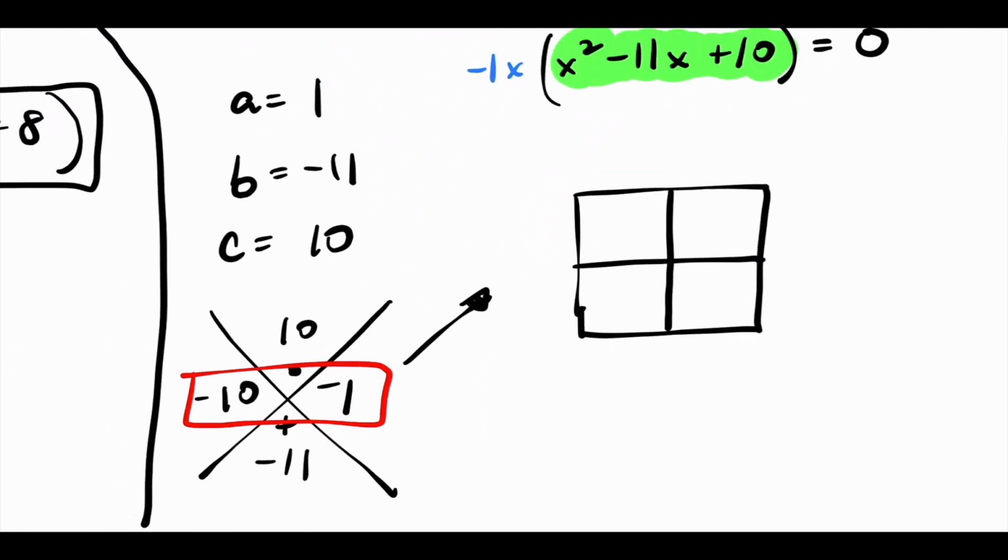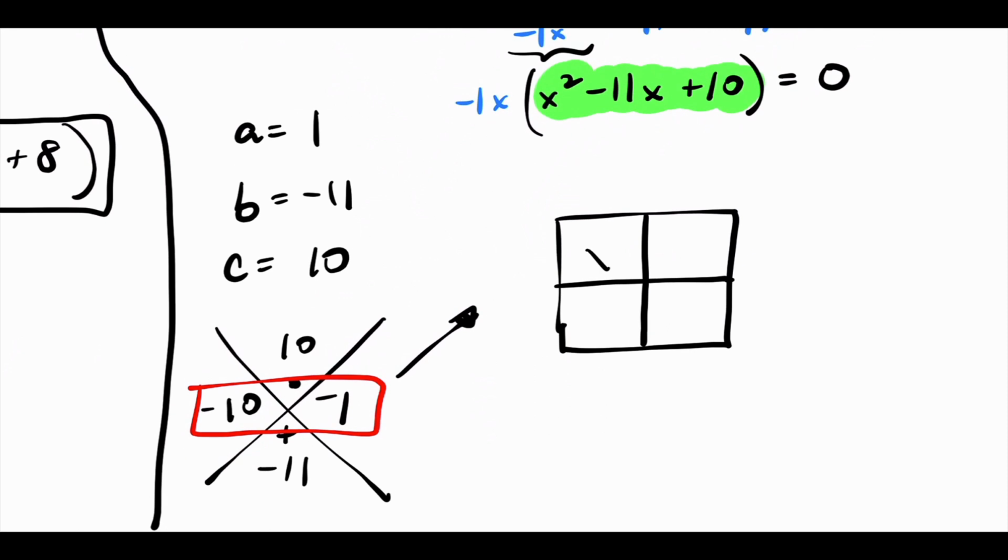Okay. So in the green, I have x squared, that goes up here. I also have +10. I have -10x and -1x. So I get x times x, I get a -10 and a -1.